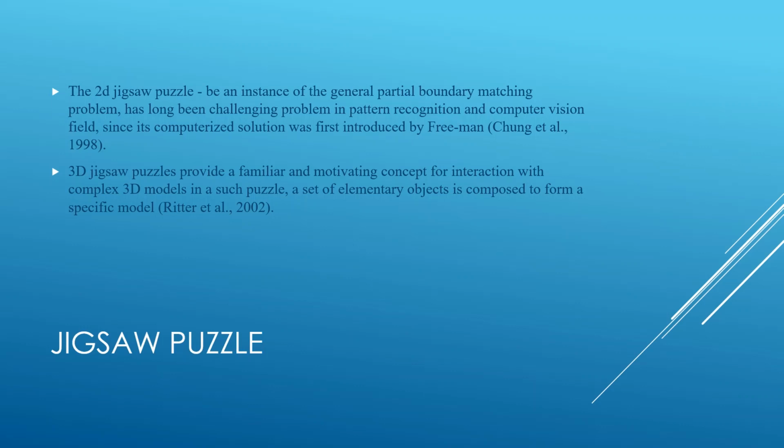For the jigsaw puzzle, there are two-dimensional and three-dimensional jigsaw puzzles. The 2D puzzle is an instance of the general partial boundary matching problem, which has long been a challenging problem in the pattern recognition and computer vision field since its computerized solution was first introduced by Freeman. A 3D jigsaw puzzle provides a familiar and motivating concept for interaction with complex 3D puzzles. In such a puzzle, a set of elementary objects is composed to form a specific model.